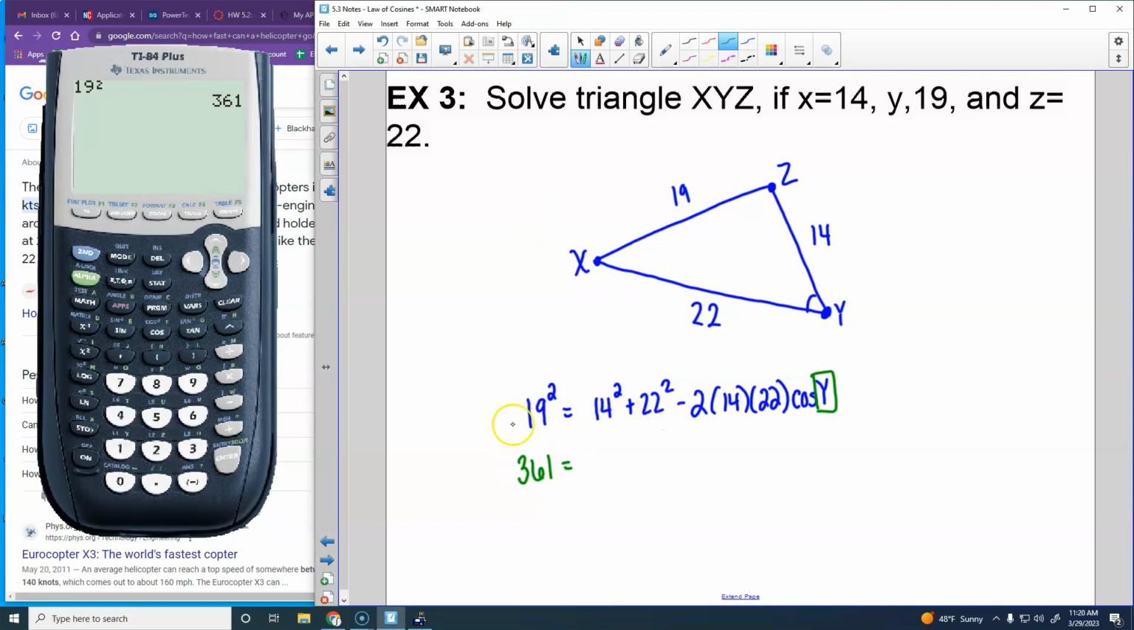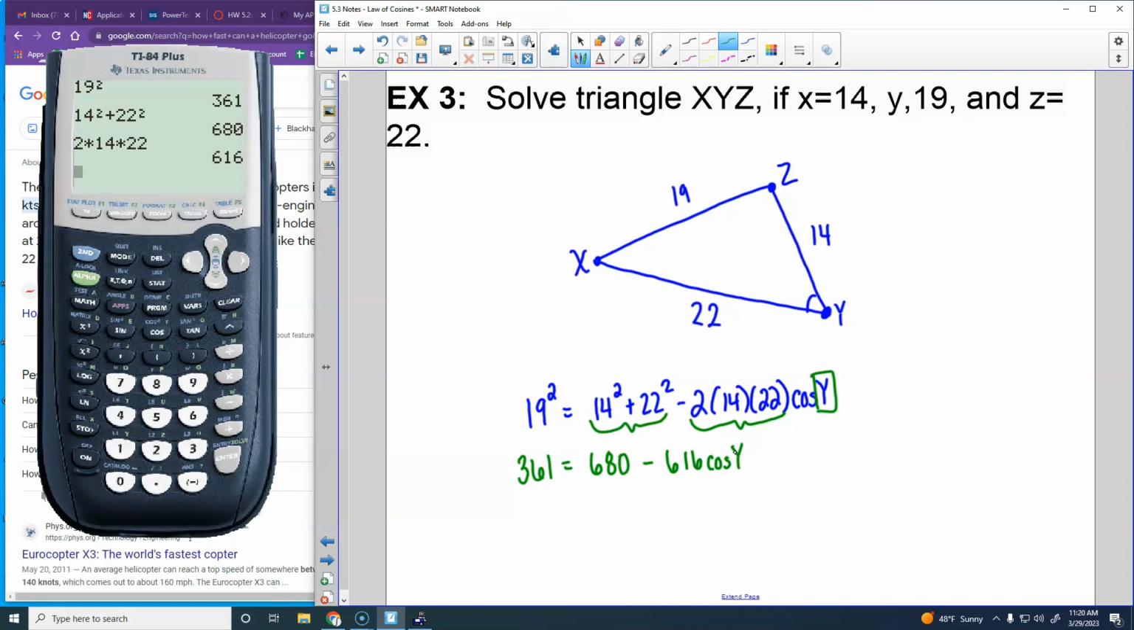Some of this we can do together. 14 squared plus 22 squared, we can do that together. It's going to be 680. So this part right here is 680. We cannot do that whole string of numbers together because 2 times 14 times 22 is multiplied by cosine Y. So we can do this 2 times 14 times 22, but we can't put it together with that 14 squared and the 22. So this stuff right here is 616 cosine Y.